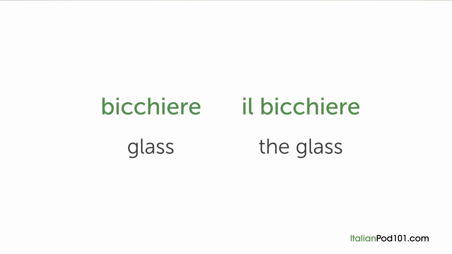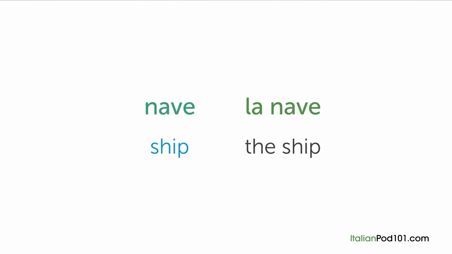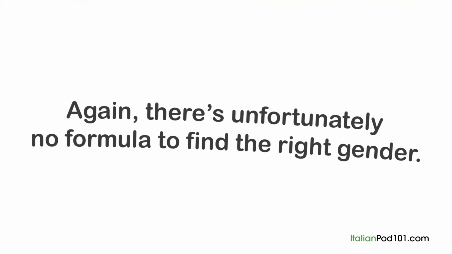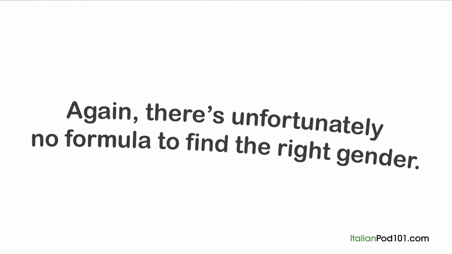For example, take bicchiere, meaning glass, which is in that third category of nouns ending in E. The right article for bicchiere is il, so il bicchiere is masculine. How about nave, meaning ship? The right article for this one is la, so la nave is feminine. Again, there is unfortunately no formula to find the right gender.